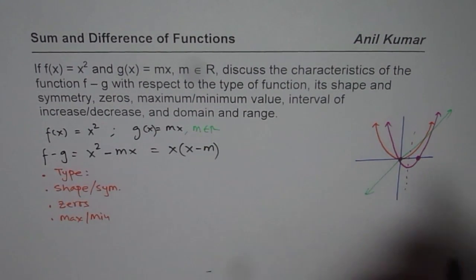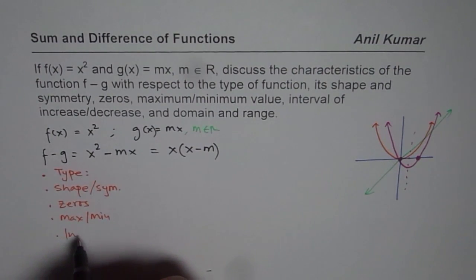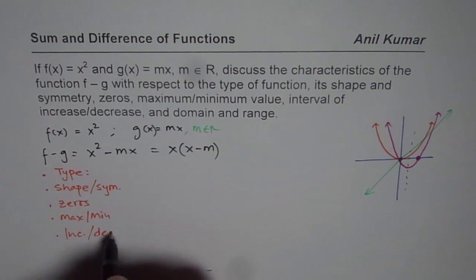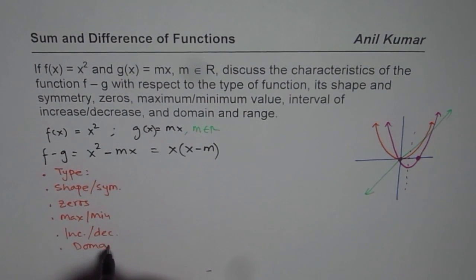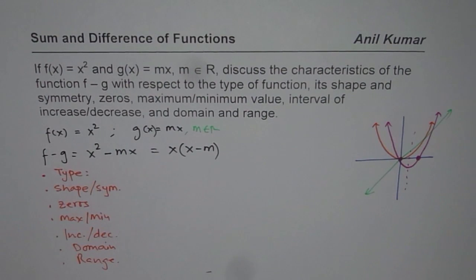And then interval of increasing and decreasing. So whether it is increasing or decreasing, and domain and range. Perfect. So domain and range. So these are the characteristics which we are going to discuss for the combination of a parabola and a straight line, right? So let's answer them one by one.